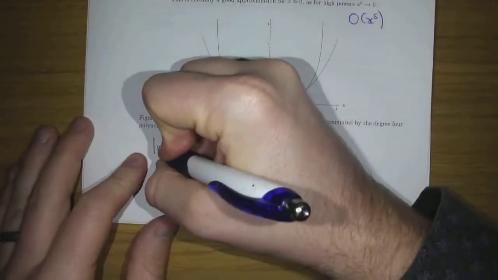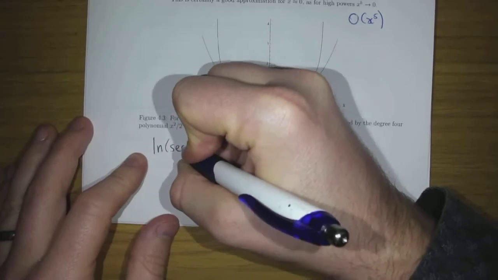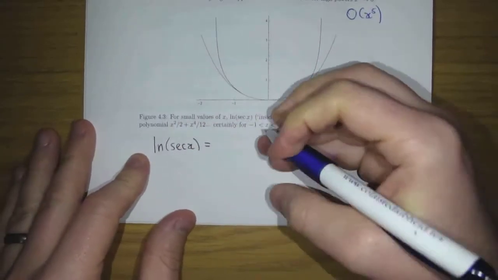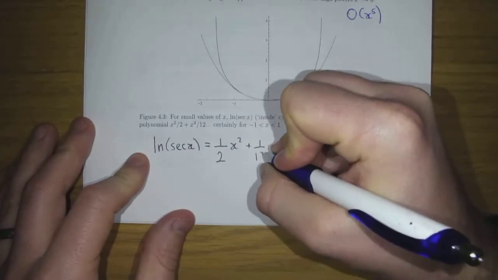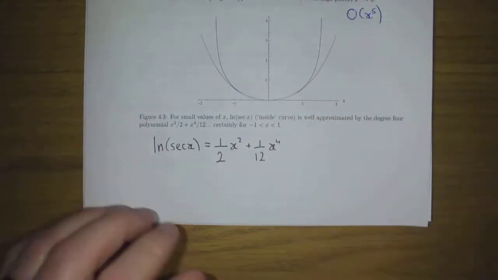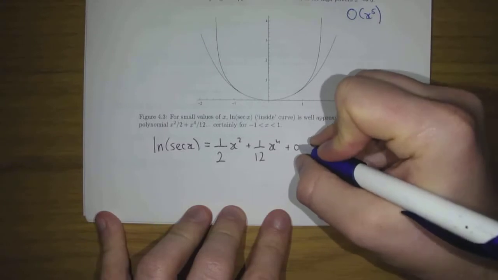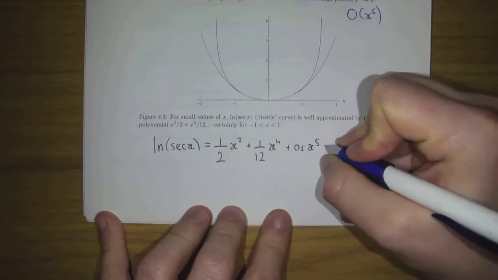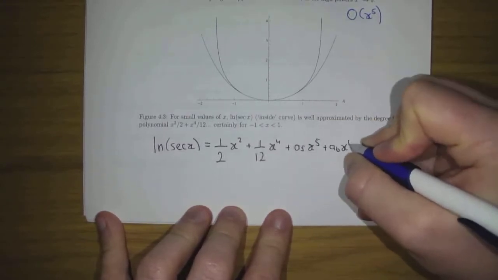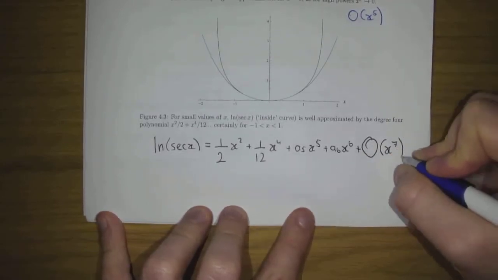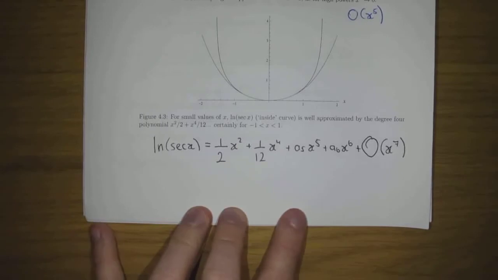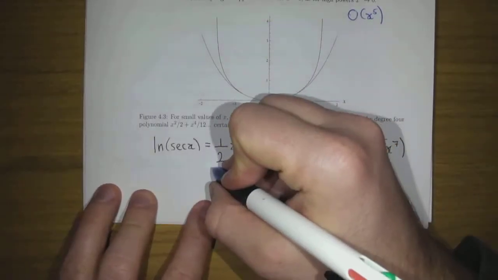So log of sec of x, and this time we'll go equals half x squared plus 1/12 x to the 4, and then everything else is a multiple of x to the 5 plus a multiple of x to the 6, and I'm just going to use that order notation, multiples of x to the 7. So for example, x to the 8 is a multiple of that. So if x is small, we'll take this bit.